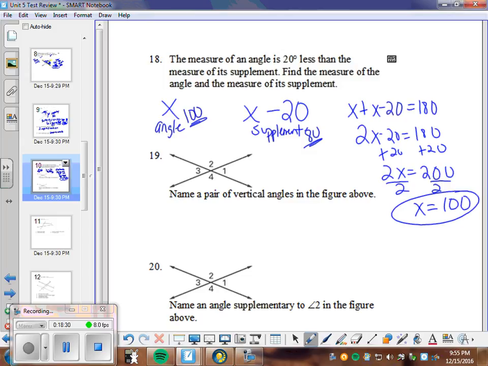19. Name a pair of vertical angles in the figure above. How about angles 1 and 3? They're across from each other. And then angles 2 and 4. Okay. Name an angle supplementary to angle 2 in the figure above. You could have angle 1 or angle 3. Supplementary, remember, that makes a line. Those two would add up. And this makes a line. Those two would add up.